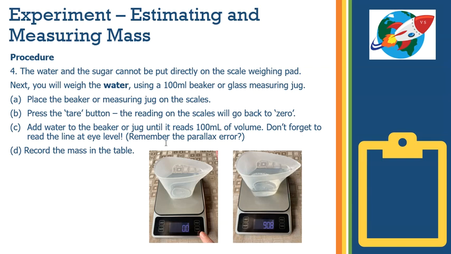Don't forget to read the line of your jug at eye level. Remember the parallax error. To avoid the parallax error, make sure you're looking at eye level. Once it's reached 100 mils, you record the mass in the table. As you can see, mine reads 90.8 grams. Go ahead and pause the video now while you complete stage 4. When you're ready to look at the answers, restart the video.